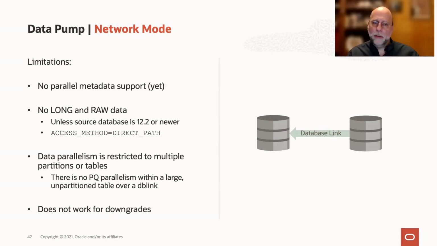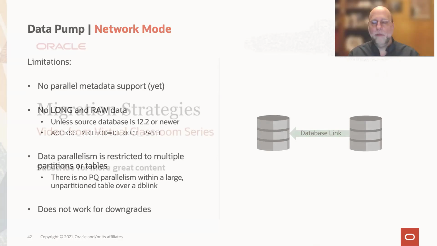We can use some parallelism over a DBlink for data, but we're limited to doing partitions or subpartitions or tables in parallel. What we can't do is invoke the parallel query engine on a large unpartitioned table and have all those PX processes doing things over the DBlink. That is, again, a limitation of DBlinks and not something that we're able to get around. The other thing is that importing over a DBlink is not something you can really do for a downgrade. You couldn't log into an 11204 database, create the DBlink to 19, and pull the data over that way. You would have to use dump files.